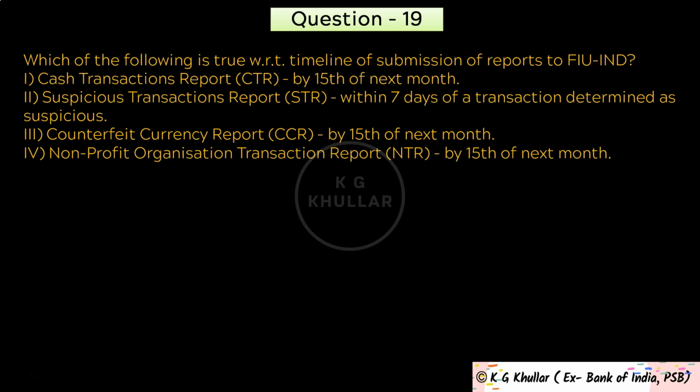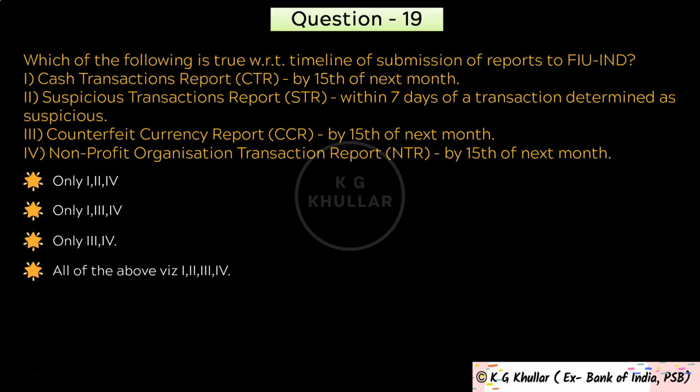Next question is, which of the following is true with respect to submission of reports to FIU-IND? And these 4 statements are given to you. The first statement is cash transaction report, that is CTR. It is to be submitted by 15th of next month. Then next is suspicious transactions report, that is STR, and the timeline is within 7 days of a transaction determined as suspicious. Then third is counterfeit currency report, that is CCR, and the timeline is 15th of next month. And lastly, non-profit organization transaction report, that is NTR, and the timeline is by 15th of next month.